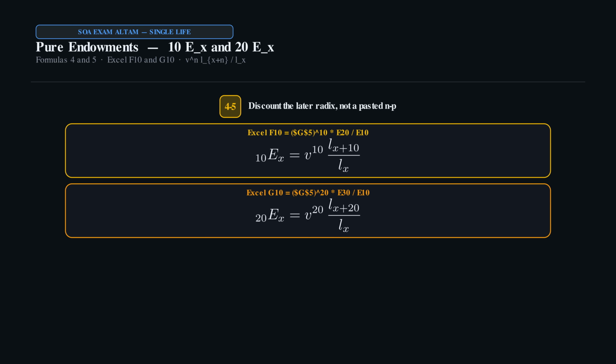0.952381. At age 20, 10E is 0.61224 and 20E is 0.37440.